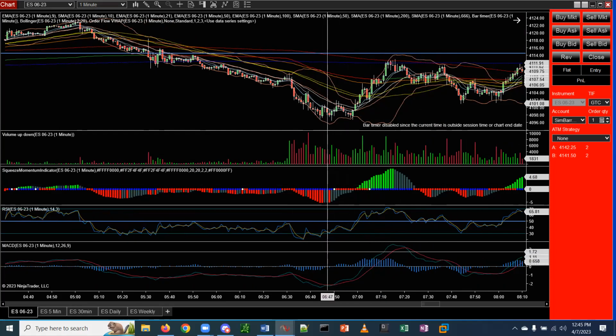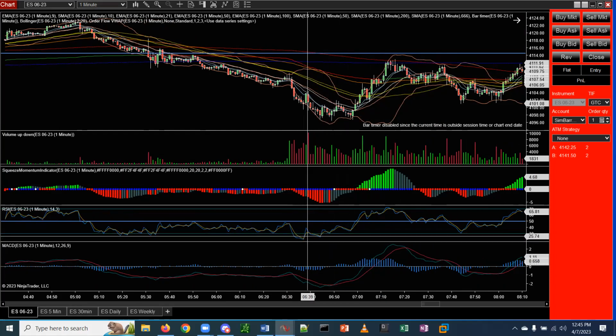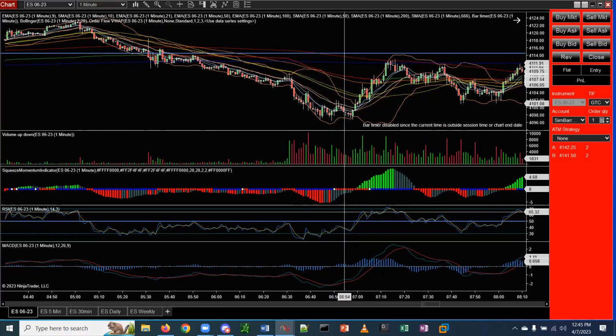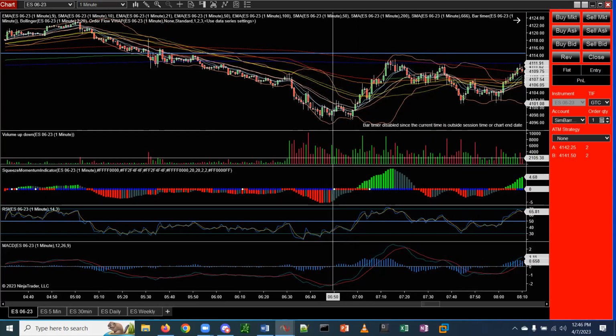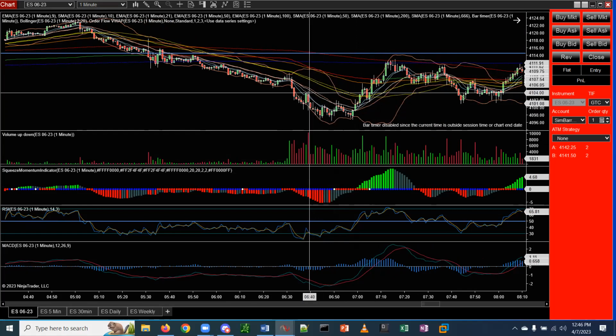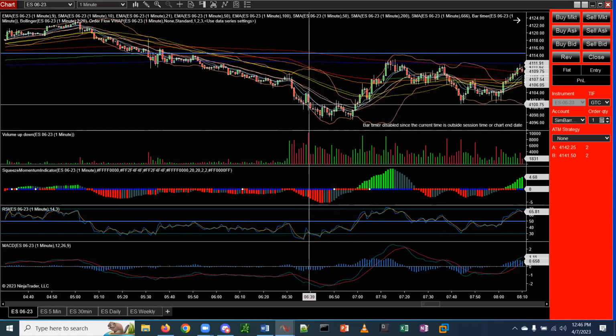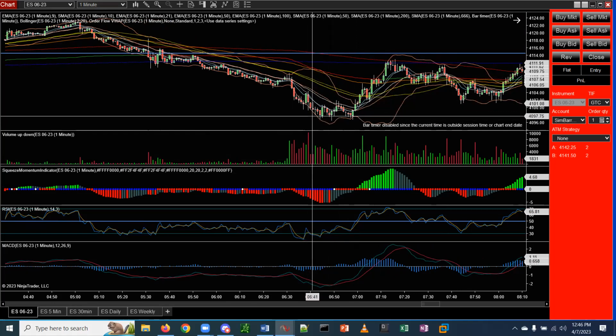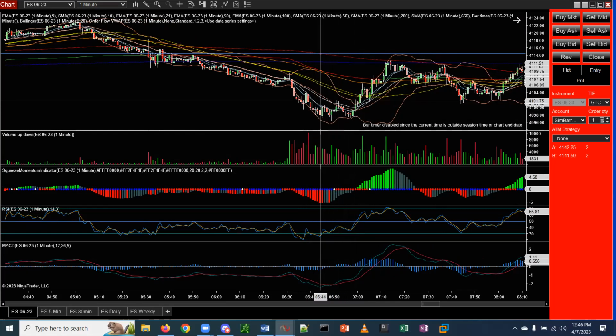Because you got the MACD cross, you got the RSI creating higher lows, you got TTM, you got a volume beat. This is not a volume beat because you're right here. You want to try to look for volume beats in the consolidation zone. So right here, anywhere between here.